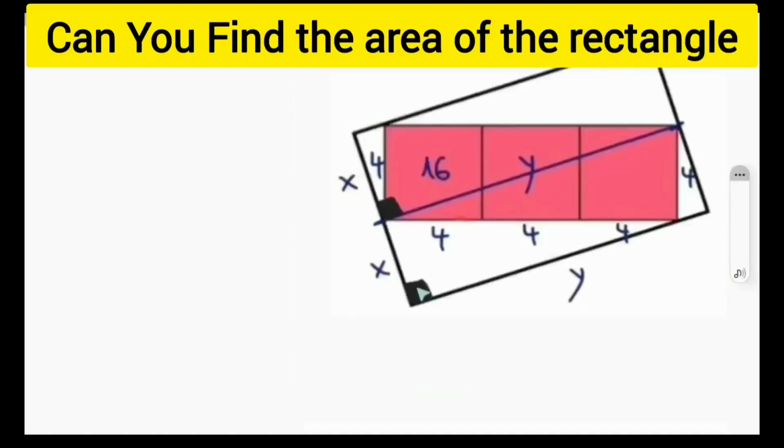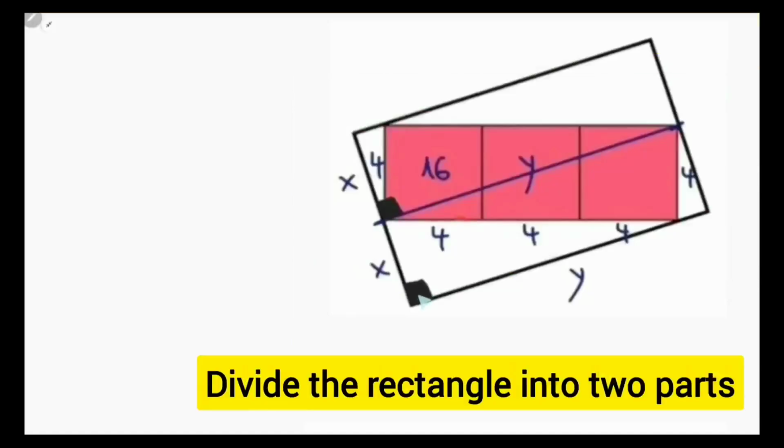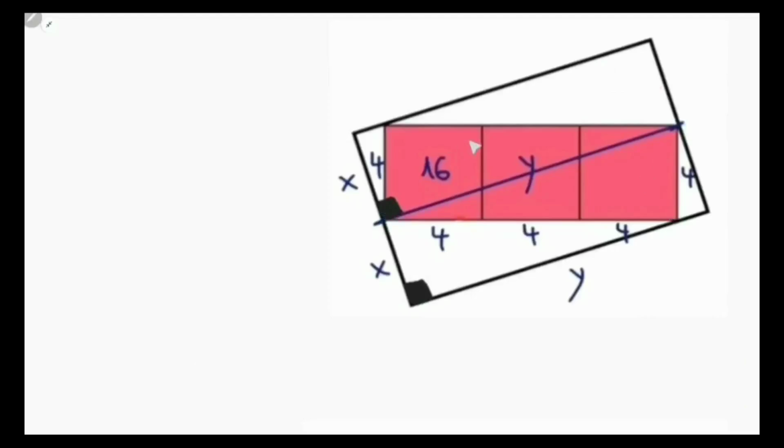Of course, we know a rectangle has right angles. All its angles are right angles. And this line divides the rectangle into 2 symmetrical rectangles. So this is also a right angle.